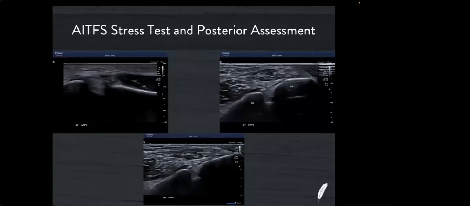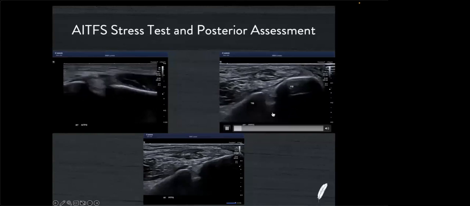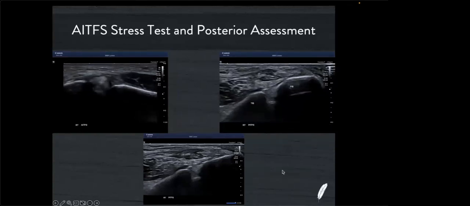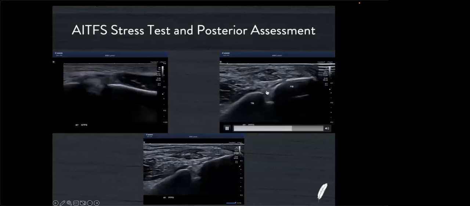When I have a failure of the AITFS, I also now look at the posterior inferior tibiofibular syndesmosis. So laying the patient prone, having the one end of the transducer on the fibula, and then pointing the tibial end of the transducer towards the patient's contralateral knee will give me this nice image here. And you can see in this case here how from the tibial end, the PITFS has a small avulsion here.